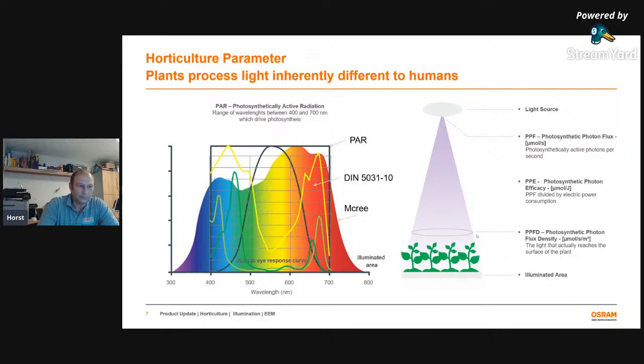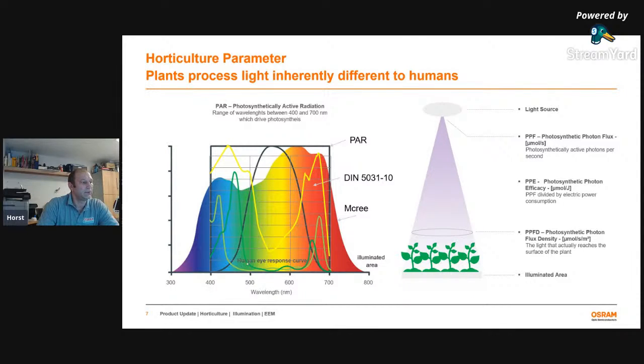Then, if this amount of photon flux is going through an area, or hitting a section of an area, then we are talking about the photon flux density, or the photosynthetic photon flux density. And this is given in micromole per second per square meter. Of course, if we look at this PAR curve here, we could think that this might not be the most suitable curve, but it will value every wavelength between 400 and 700.